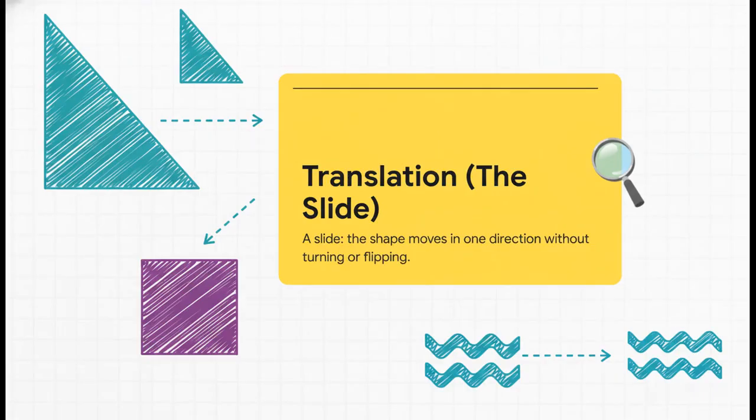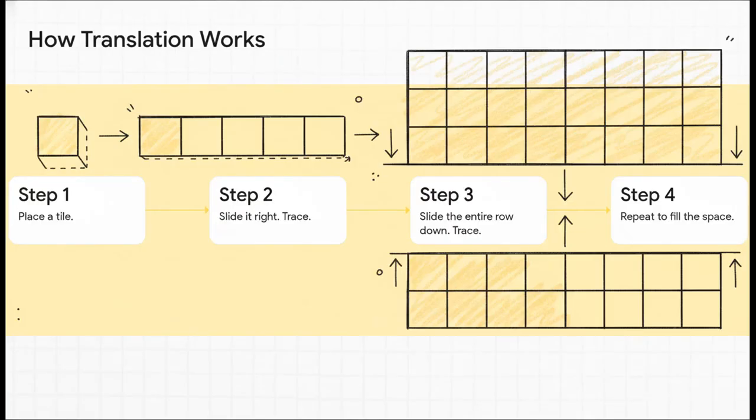Let's start with the easiest one: translation. Honestly, just think of it as the slide. You literally just slide the shape from one spot to another. It doesn't turn, it doesn't flip, it just slides. And this shows you just how simple it is.